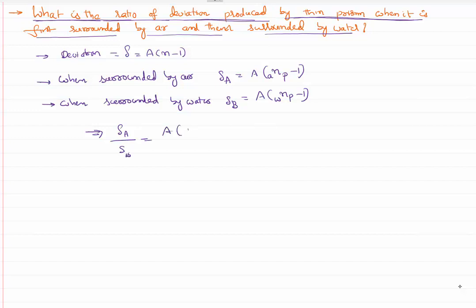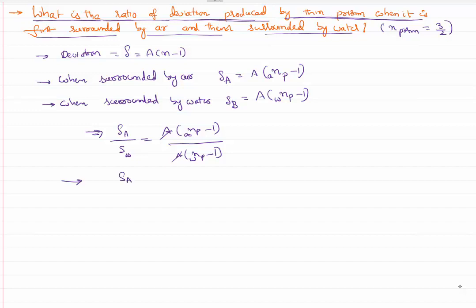So A times (refractive index of the prism with respect to air minus 1) by A times (refractive index of the prism with respect to the water minus 1). So A and A will cancel. Let us assume that the refractive index of the prism, made of glass, is given as 3 by 2. Let us take it as a part of the given data itself.